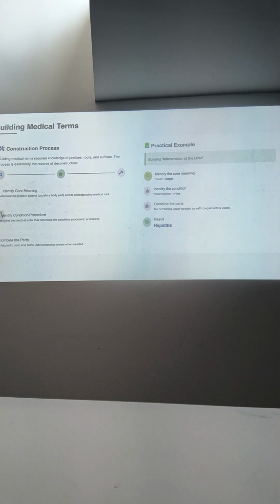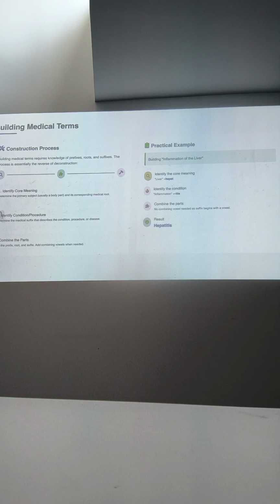You can also build medical terms, deconstruct them and construct them. First, you identify the core meaning, so the root word. Determine the primary subject, usually the body part and its corresponding medical word. Then you identify the condition, which is determined by the medical suffix, which describes the condition, procedure, or disease. Then you combine these parts. You join the prefix, root, then the suffix, and add the combining vowel if need be.